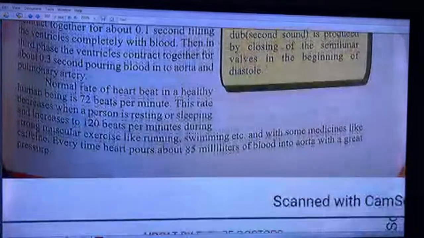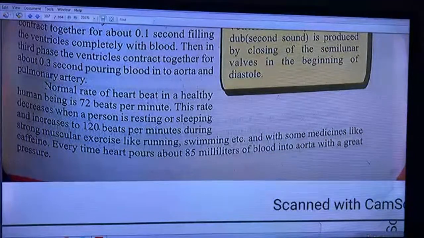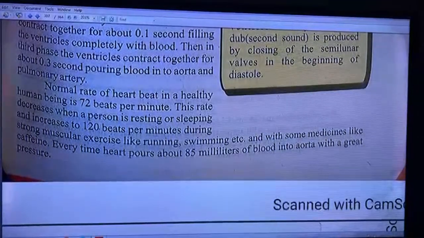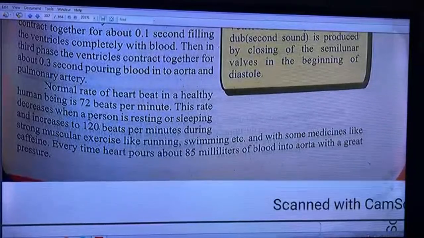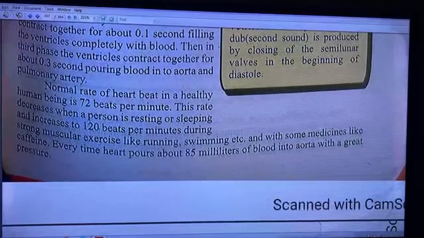The normal rate of the heart in a healthy human being is 72 beats per minute. This rate decreases when a person is resting or sleeping and increases to 120 beats per minute during strong muscular exercise like running, swimming, and with some medicine like caffeine. Every time, the heart pours about 85 milliliters of blood into the aorta with great pressure.